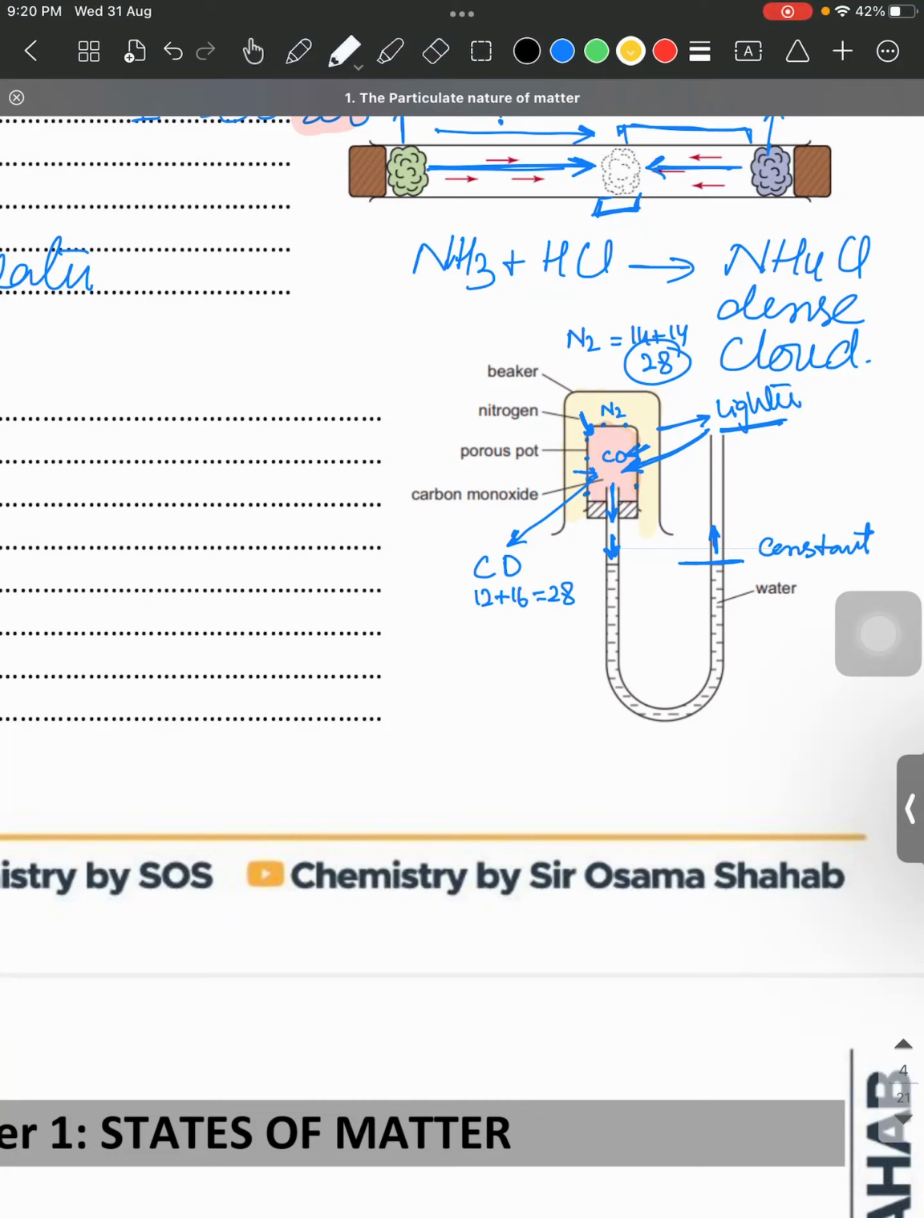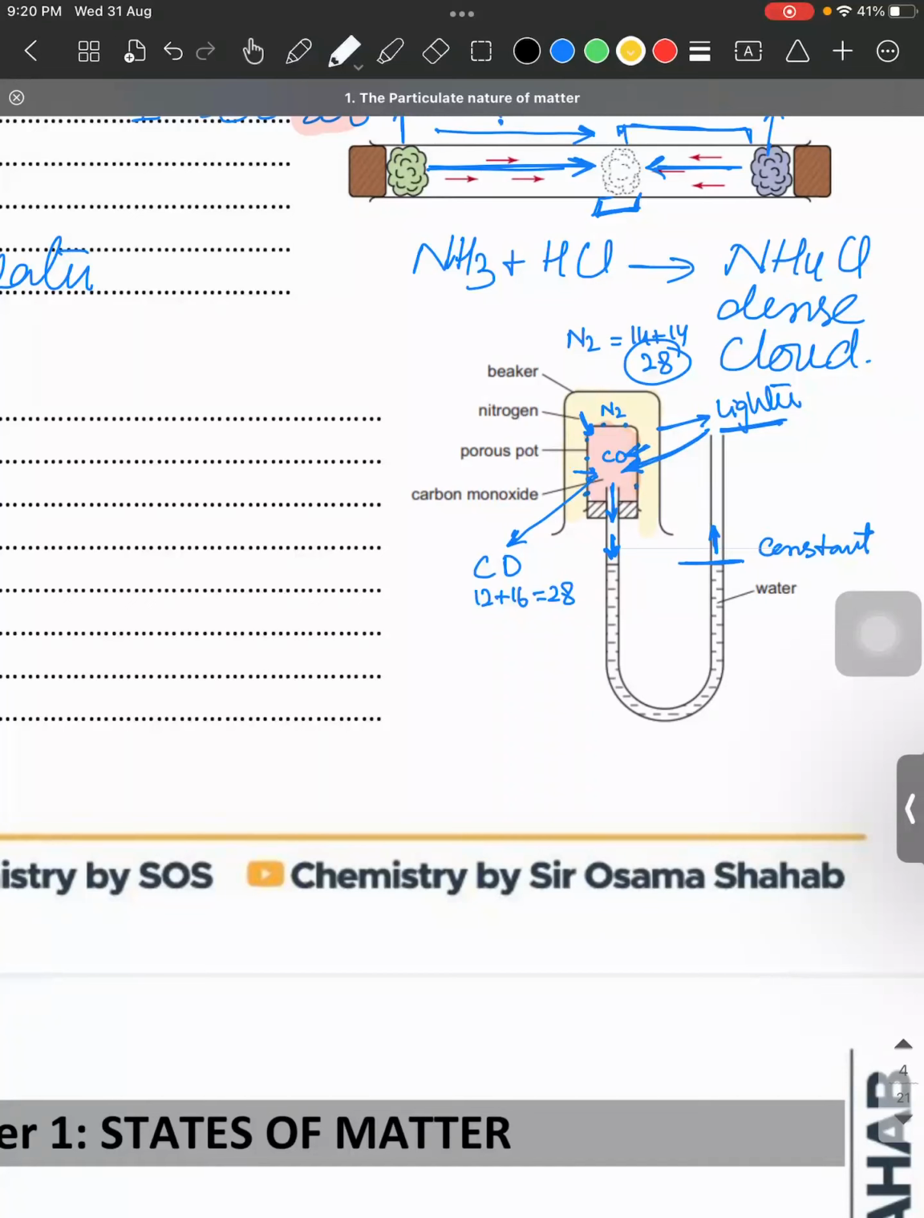If you have the same gases outside the porous beaker or inside the porous beaker, with the same MR, right? So there is no net effect on the level of water because the masses are same. Even if the nitrogen gas is diffusing inside, or the carbon monoxide is diffusing outside, both the gases are same. So the masses of both the gases are same, so there is no further pressure that is going to be applied on the liquid. That is why the level of the water is not changing.